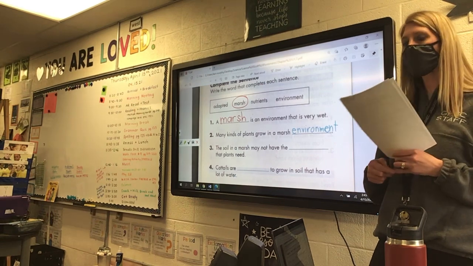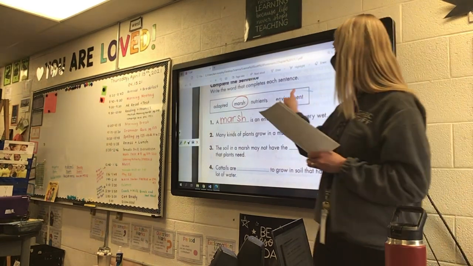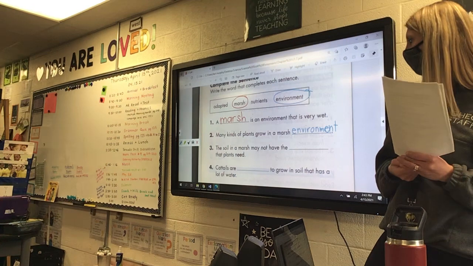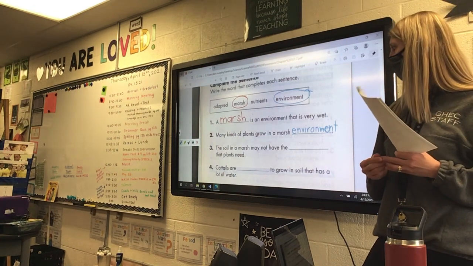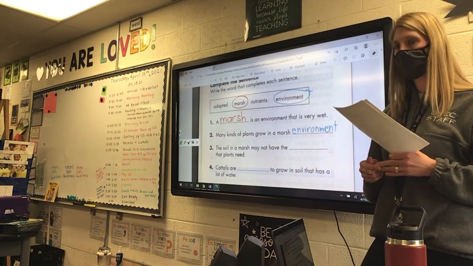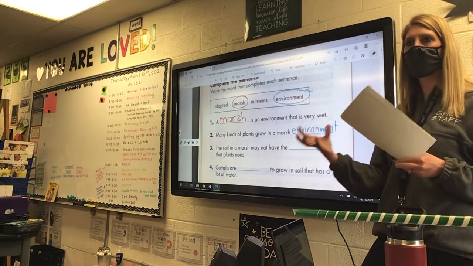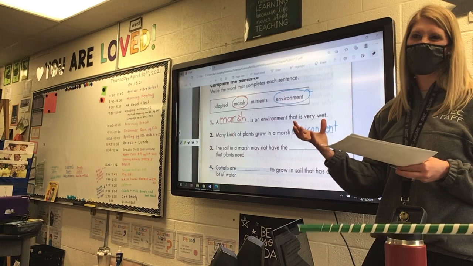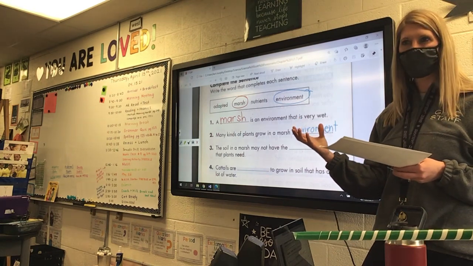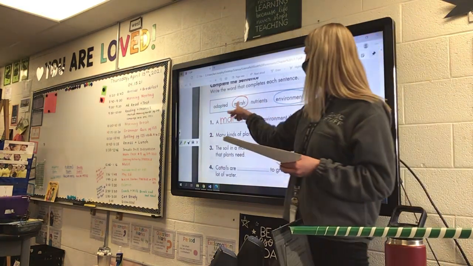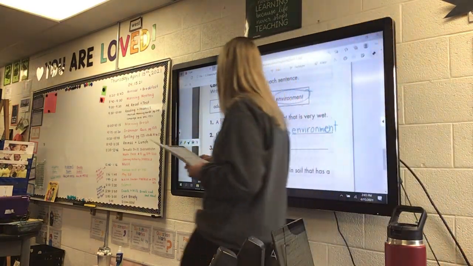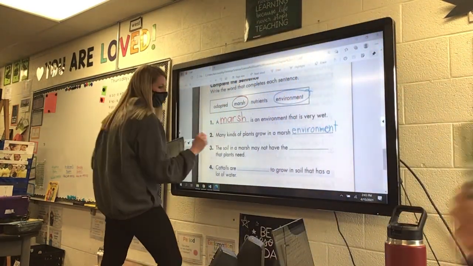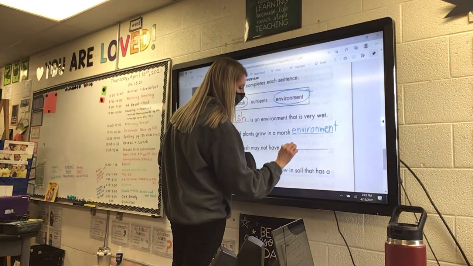Number 3, Corla, would you read that really loud, please? The soil in a marsh may not have the blank that plants need. Okay, so the soil in a marsh, they might not have the what? We have adapted and nutrients. Nutrients, good job. Good job, nutrients.